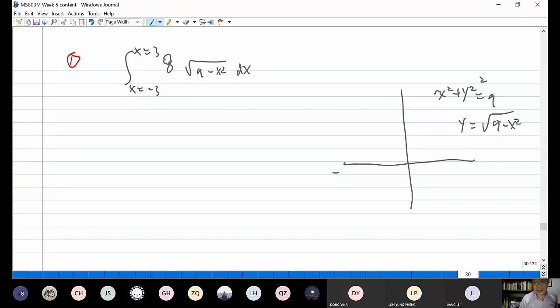If you want to find integration, it means you want to find the area under the curve, where the range is minus 3 to 3. So what is the graph? When x equals 3, y equals 0. When x equals minus 3, y equals 0. So this is actually the circle. When you do integration, you're trying to find the area under the curve. So this is the area you're looking for.